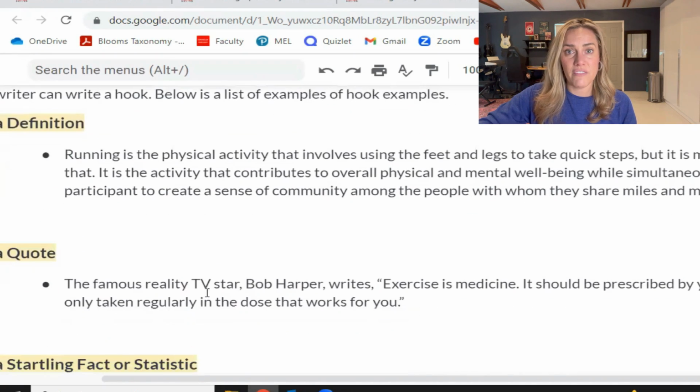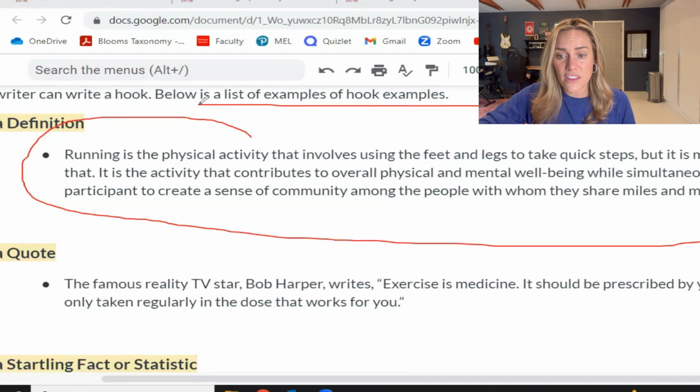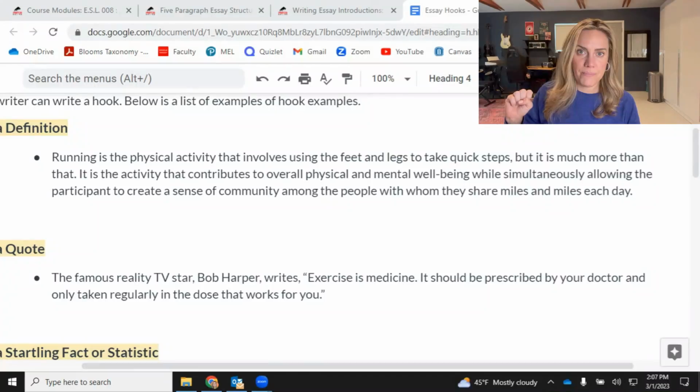So here's an example of a definition as a hook. Running is the physical activity that involves using the feet and legs to take quick steps, but it is much more than that. It is the activity that contributes to overall physical and mental well-being while simultaneously allowing the participant to create a sense of community among the people with whom they share miles and miles each day. That definition of running might get the reader more interested in this paper about health than a different type.